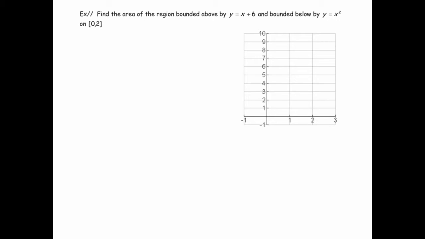So y equals x plus 6 is a line with a y-intercept of 6 and a slope of 1. And then y equals x squared has our familiar parabolic shape. And so the area bounded above by y equals x plus 6 and below by y equals x squared, but on the interval 0 to 2, is describing this area here in black.